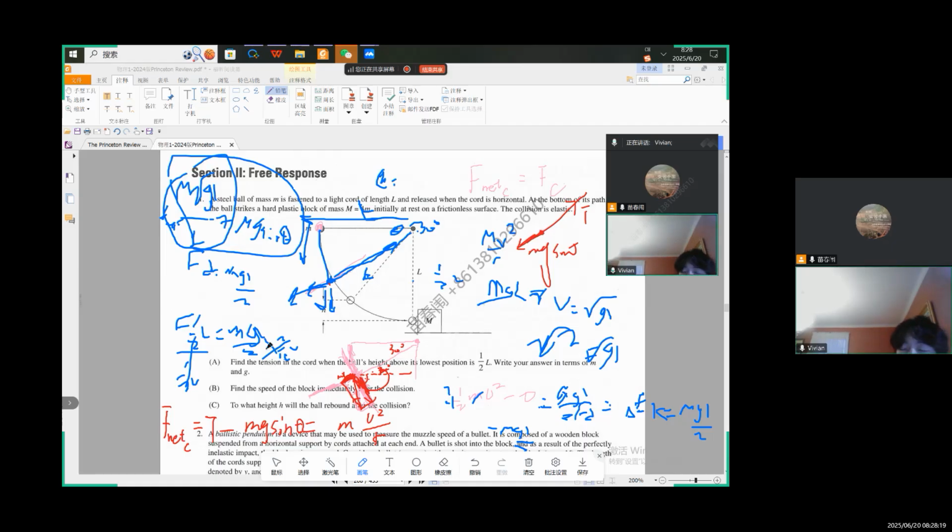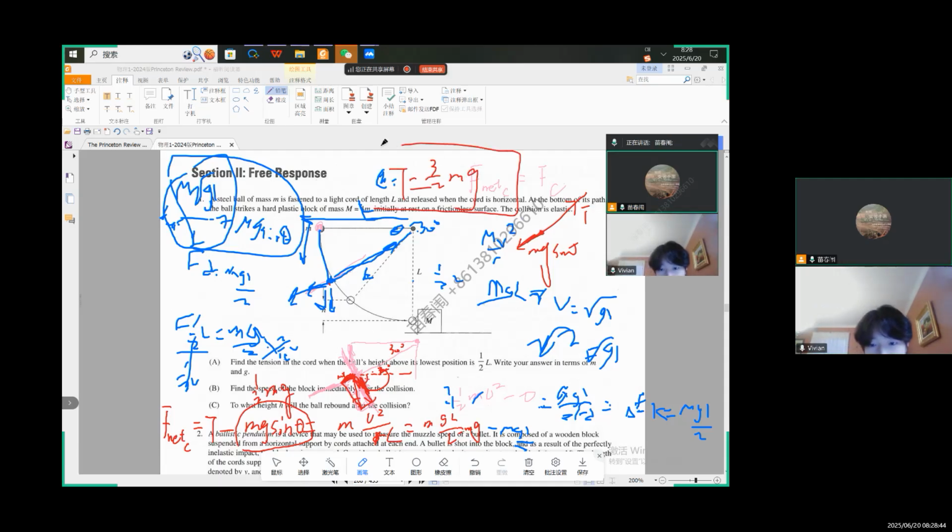Wait. So this one is 1/2 mg, right? Yeah. And since your v squared is gl, this is l, right? So mgl over l. So this is mg, right? Mm-hmm. And 3/2 mg, right? Tension. Does that make sense? Yeah. Is it the same thing as yours? Yeah. After calculation, it's 1.5 mg. Oh, okay.